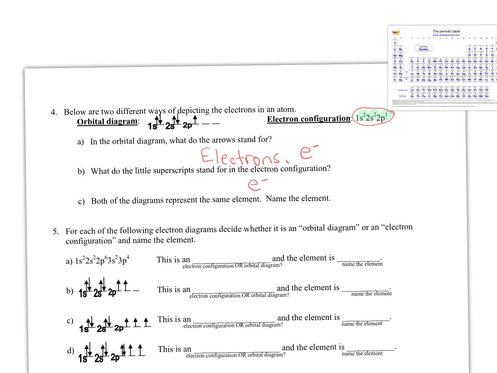Both of the diagrams represent the same element, and then they want us to name that element. Now, how do you know who the element is? You can count the arrows. So we have 1, 2, 3, 4, 5 arrows. Or we can add up 2 plus 2 plus 1, which equals 5. So this is boron.